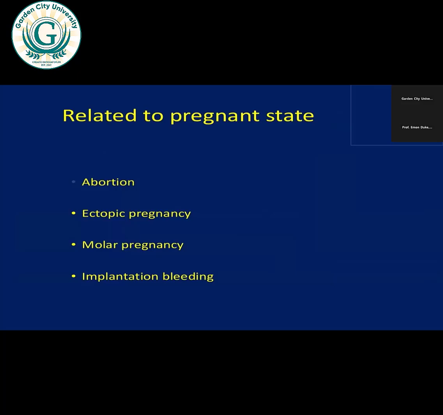Now, when we talk about bleeding in early pregnancy, you have bleeding that is related to the pregnant state. Abortion is directly related to the pregnant state. Ectopic pregnancy is related to the pregnant state. Molar pregnancy is related to the pregnant state. And then you have, of course, the implantation bleeding.